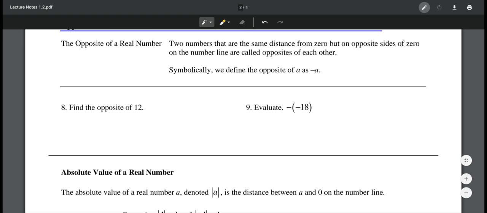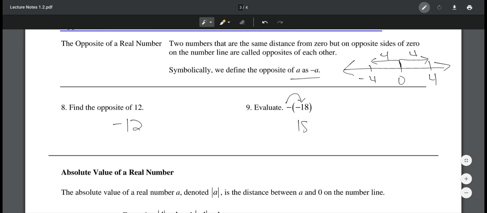Now, the opposite of a real number means that they are the same distance from 0, but they are on opposite sides of 0, and these are called opposites. So A and negative A are opposites. So what they mean by that is if I'm at 0 and I'm at positive 4 and I look at negative 4, it takes me 4 steps to get here. It also takes me 4 steps to get to negative 4. So it doesn't matter whether I'm on the positive side of 0 or the negative side of 0. Those are opposites because they are the same distance from 0. So finding the opposite of 12, that would be negative 12. And then I want the opposite of negative 18, which would be positive 18.